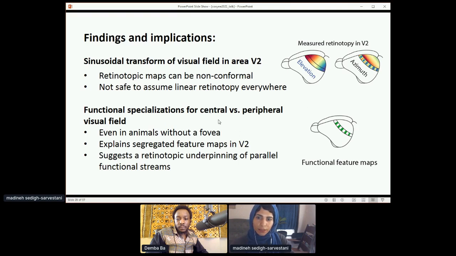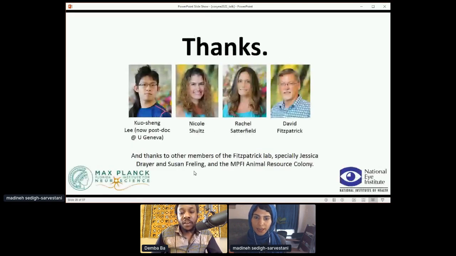We also found that there's functional specializations for central versus peripheral visual field, and that this might explain the segregated feature maps in V2. And I don't have time to go into it, but this may also suggest that there's actually a retinotopic underpinning of the parallel dorsal and ventral streams in the brain, where foveal or more central parts of V2 give rise to the ventral stream, and that bias is carried to other areas like area IT. All right, and with that, thank you.